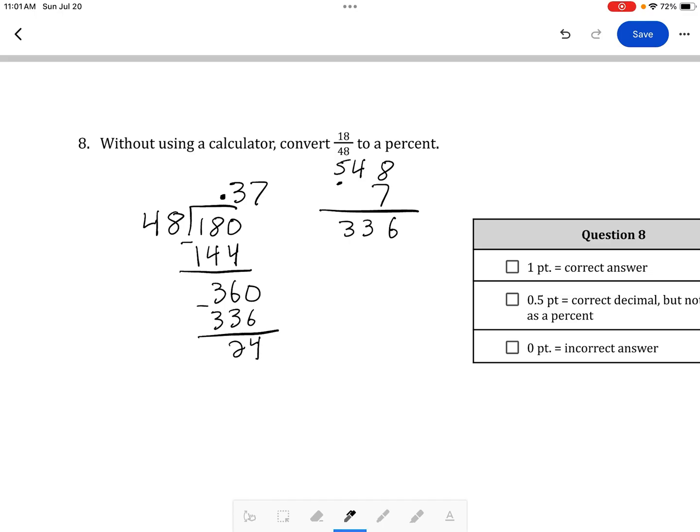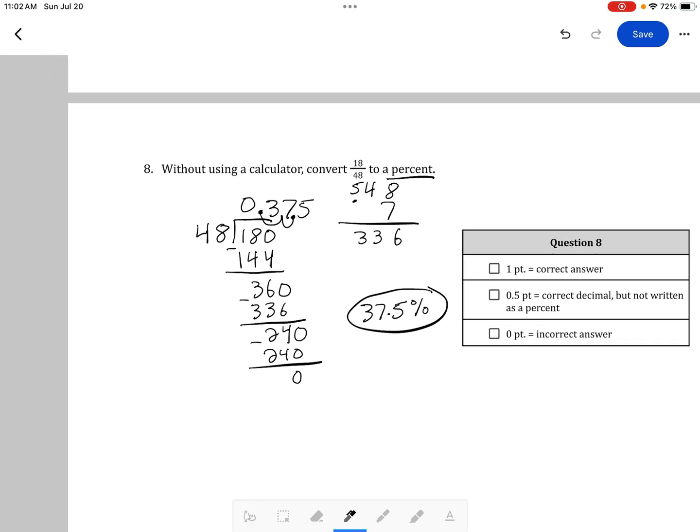I know 48 can't go into 24, so I'm going to add one more 0. 48 goes into 240 an even amount of times. 5 exactly. 5 times 48 is 240. I'm left with 0. So my decimal is going to be 0.375. Now, if I need to convert that to a percent, because that's what it's asking for, to get from a decimal to a percent, I need to move my decimal place 2 places to the right. So as a percent, this would be 37.5%. Good job, friends.